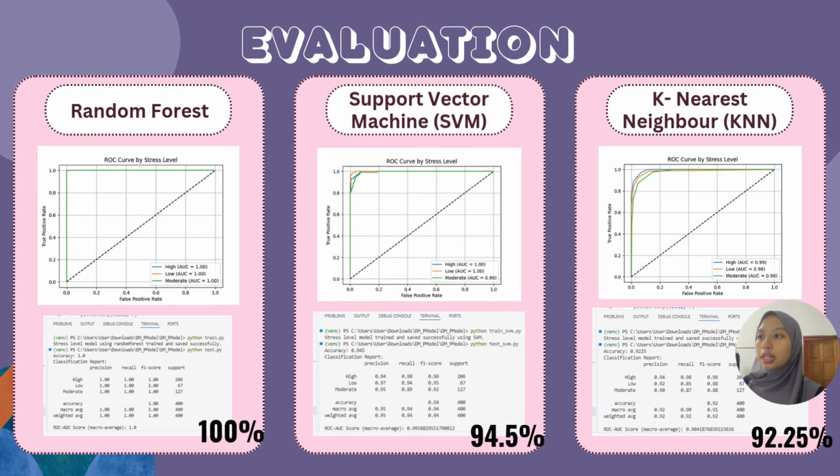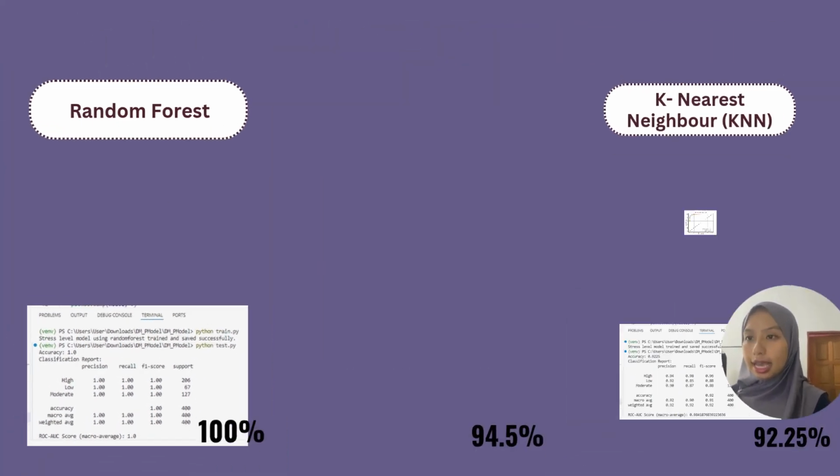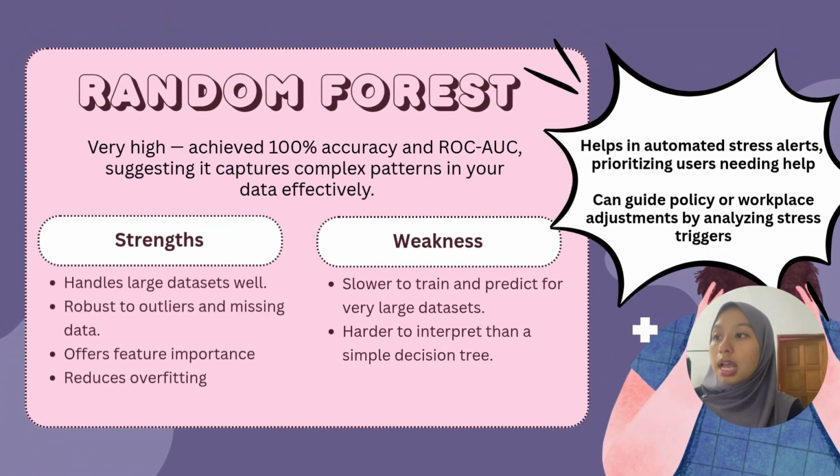For evaluation of these 3 algorithms, I compared the ROC curve, accuracy, and classification reports. Random forest shows 100% accuracy, 94.5% accuracy using SVM, and 92.25% accuracy using KNN. So the best one is random forest, followed by SVM and KNN. Random forest shows very high potential, the highest, with 100% accuracy in the evaluations.